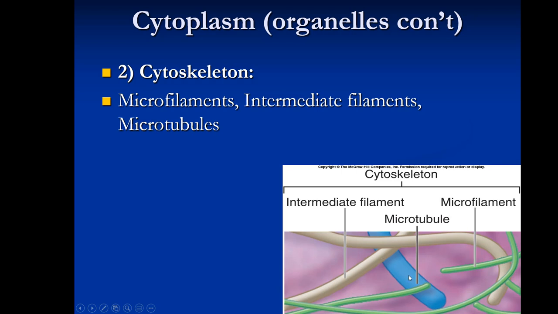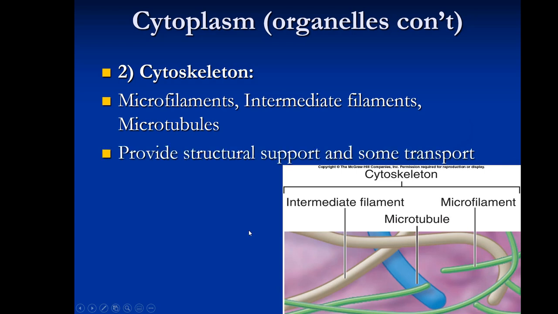You can see from this picture that the microtubules are the biggest, the microfilaments are the smallest, and the microtubules are kind of unique. You'll see this when we talk about cell division. They can actually change their length and change shape a little bit, and they have little motors that can move things across the cell. Microtubules can either get longer, get shorter, or move things across the cell. So they provide structural support and some transport.